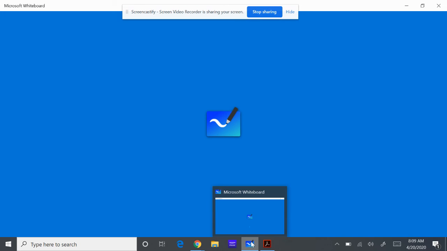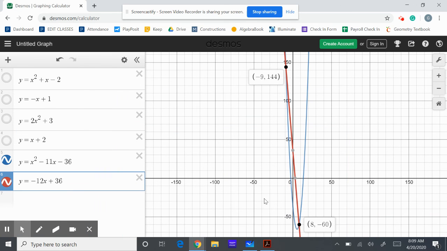So you could use Desmos to check your solution, but you're going to have to show your work when completing your homework. And that's it. Thank you.